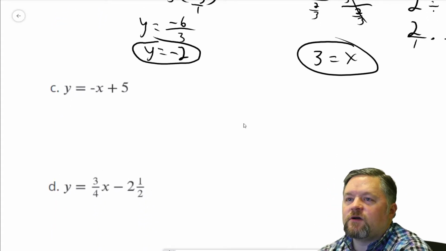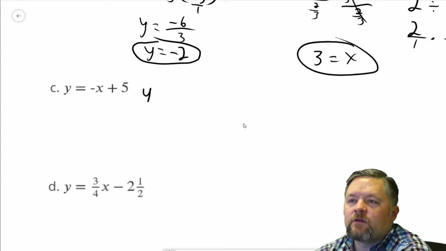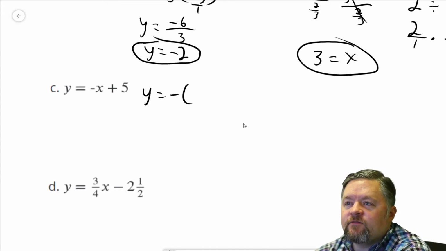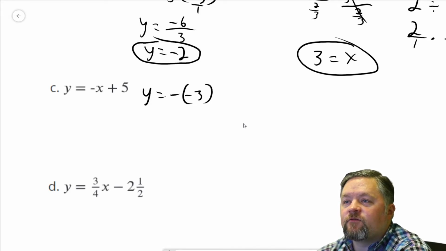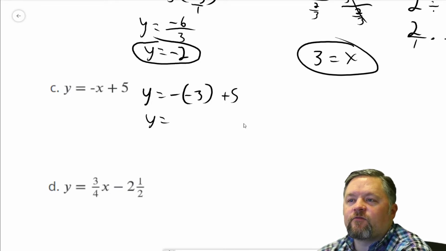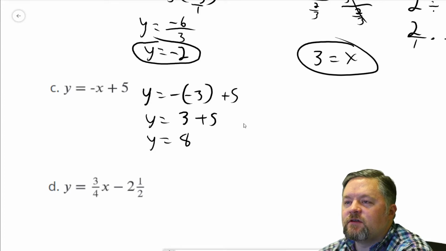Okay, next one. y equals negative x plus 5. Plug in our x value. We were supposed to plug in negative 3. Negative negative 3 is positive 3, plus 5, y equals 8.